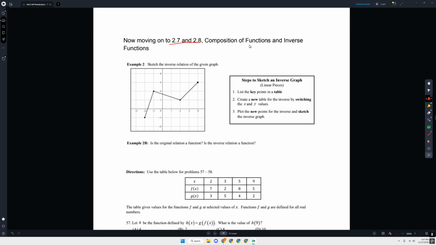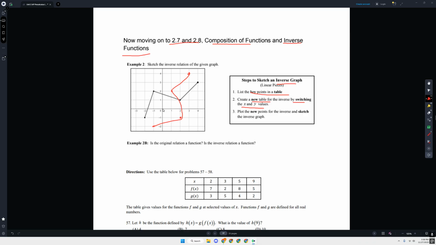And now moving on to 2.78, which is composition of functions and inverse functions. We're first going to sketch an inverse function. We're going to list the key points and create a table by switching the x and y values and plotting them. So we have -2 as x and -1 as y. We're going to flip that and put it up over here. From there, our x is -1 and our y is 2, so it's going to go x is 2 and y is -1. This is going to go 1 to 2, and this is going to go 4 to 3. And if we graph it, we see that it looks like this.